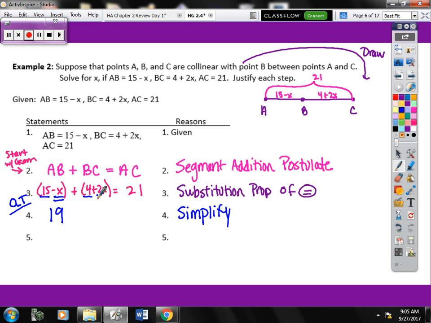Negative 1x plus 2x is plus 1x. So see how I didn't move anything from the left to the right? So I'm not using a property of equality. Just write simplify anytime you're just combining things. And then to solve for x, what would I need to do to both sides? Luke? Subtract 19. And we'll get x equals 2, and that was subtraction, so that is our subtraction property of equality.